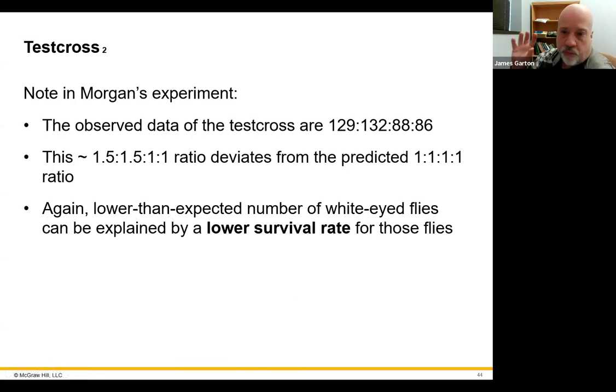And you can get the real numbers. And the real numbers are about 130 to 130 to about 89 to 89, which would come out to be 1 to 1 to 1 to 1. But the real data is about a 1.5 to 1.5 to 1 to 1. And the 1.5s are red-eyed, and the 1s are the white-eyed. And so that seems to indicate that those white-eyed flies somehow have a lower survival rate.